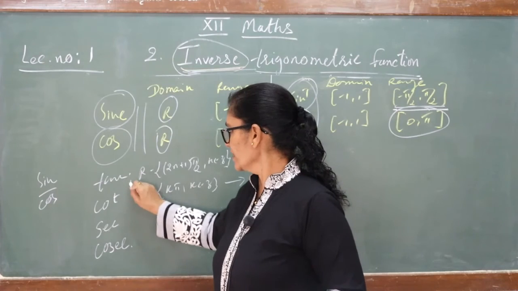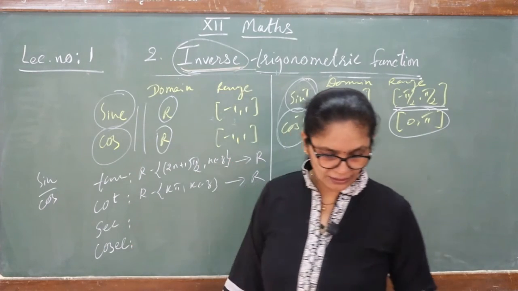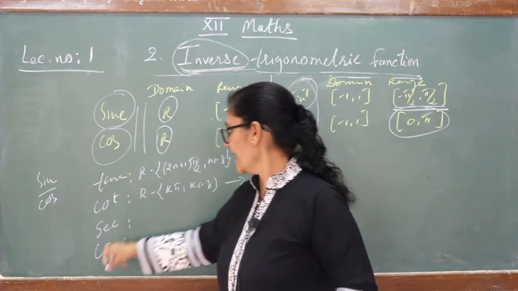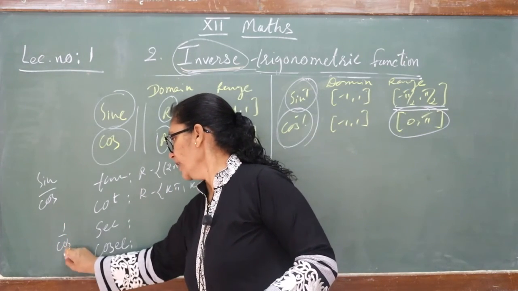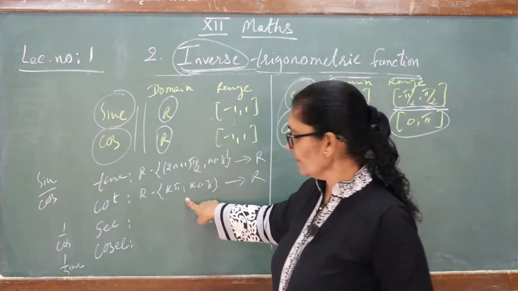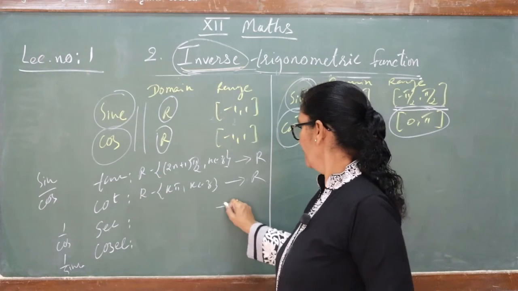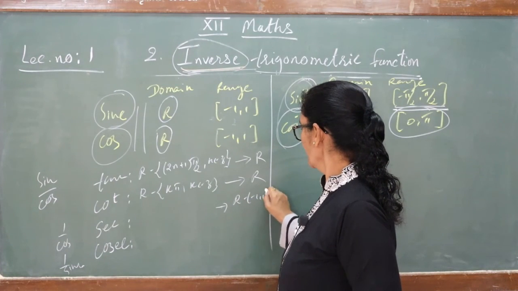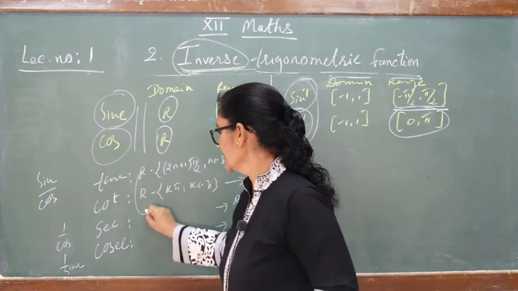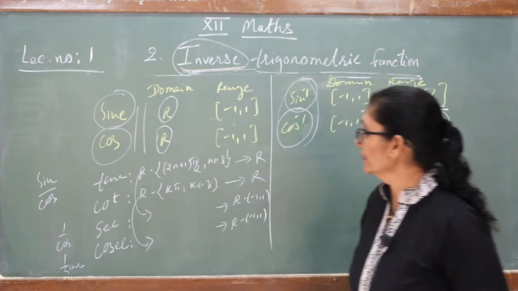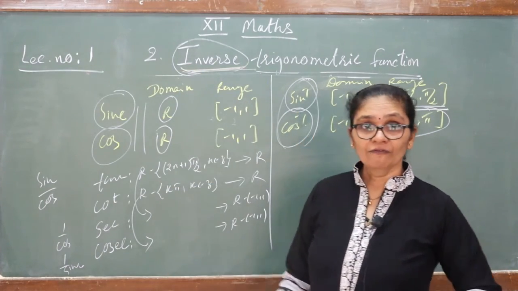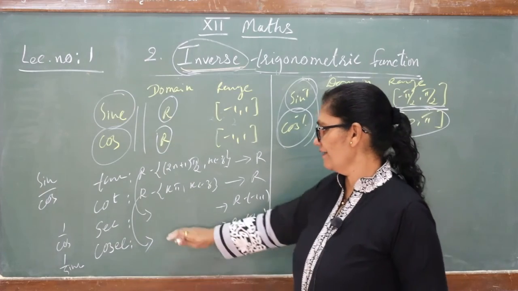For sec and cosec, how can you write it? For sec again the same, R minus those points, where sec means 1 upon cos, and cosec means 1 upon sine. But remember, when you write R minus, its range will also be R minus minus 1 comma 1, and here also R minus minus 1 comma 1. This is the same here. So all these things which I have explained, we have already discussed in our 11th standard.